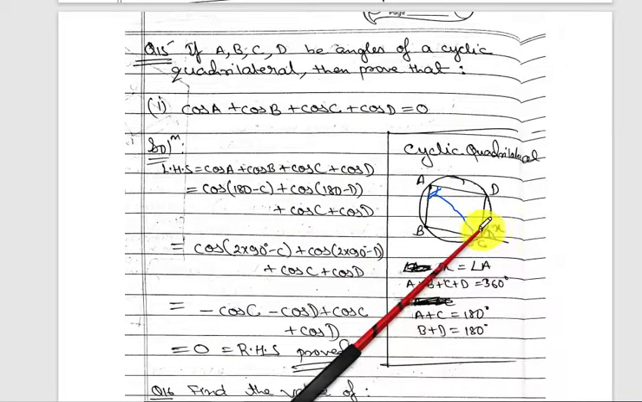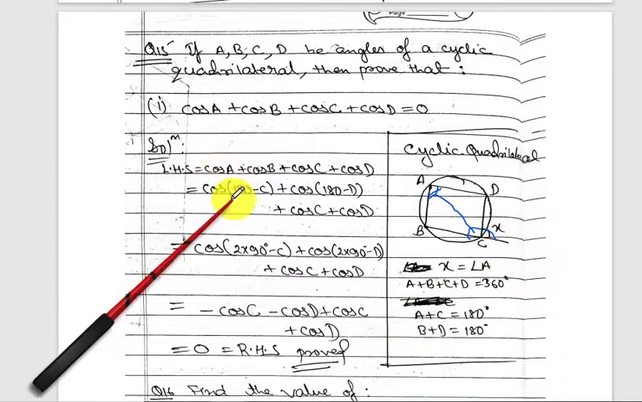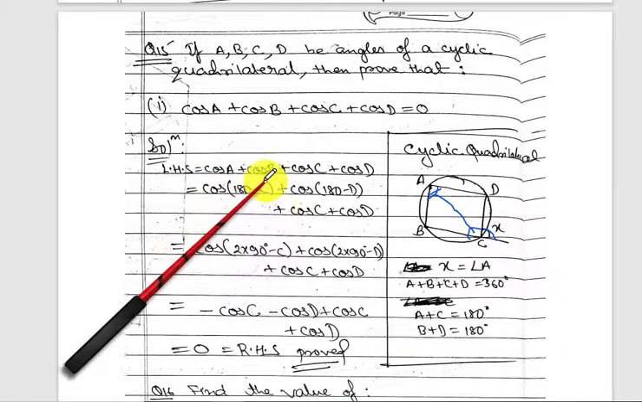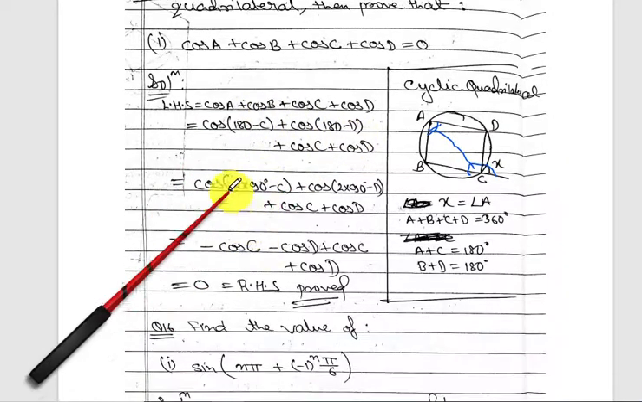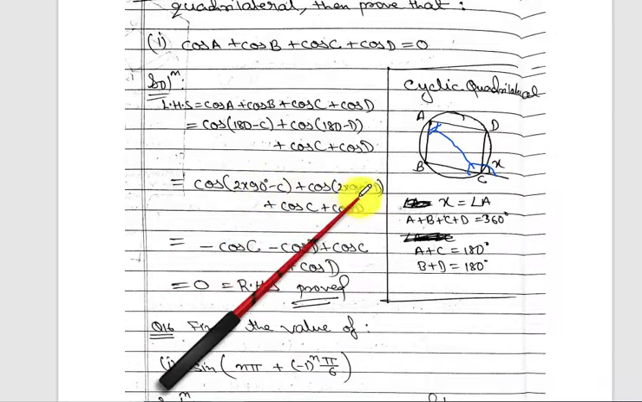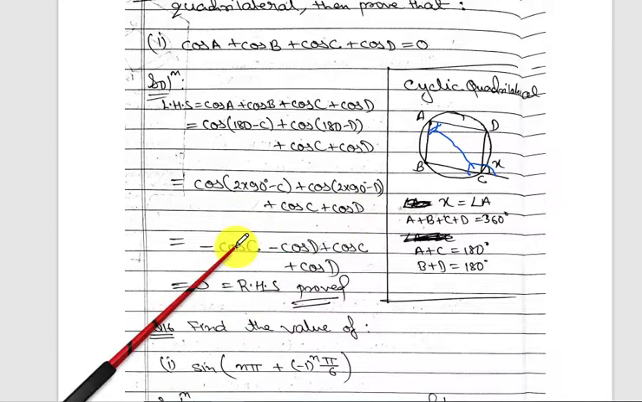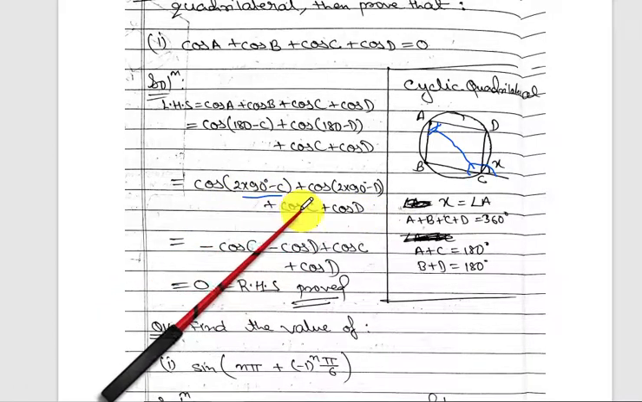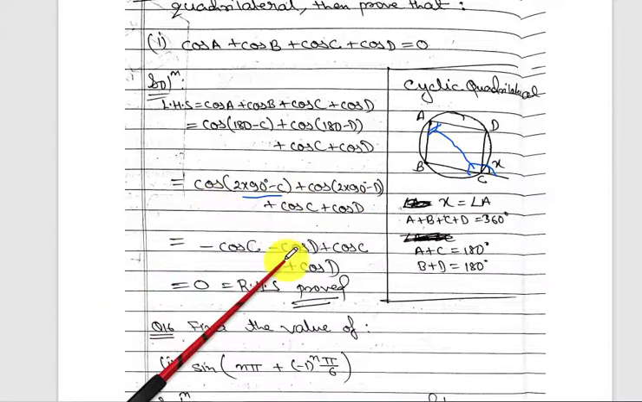So cos A, okay, so this is angle A, and we know that opposite angles are supplementary. Okay, so we can write, in place of cos A we can write cos 180 minus C. For cos B we can write cos 180 minus D. Okay, and then we can write like this: cos 2 into 90 minus C plus cos 2 into 90 minus D plus cos C plus cos D. Then 2 is even, so it's cos only, but the whole angle lies in the second quadrant. So in second quadrant cos is negative, so minus. Same goes for this, and then you add them, you get 0. Okay.